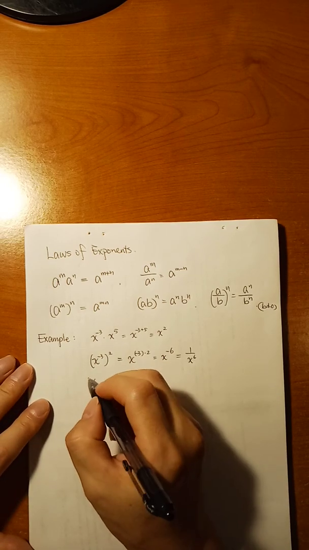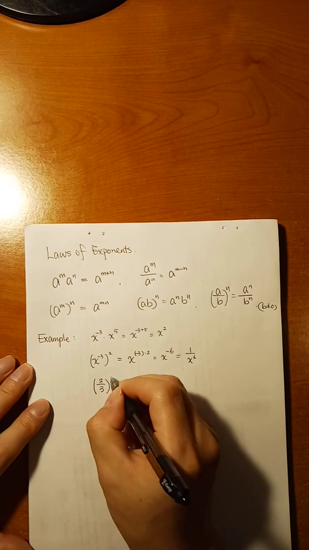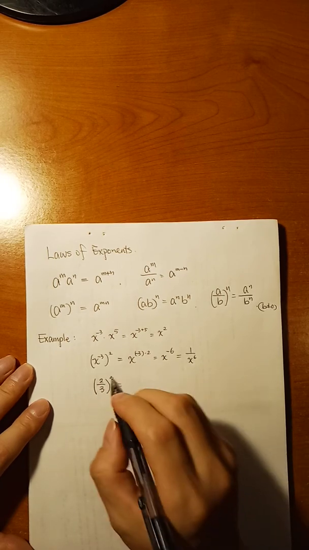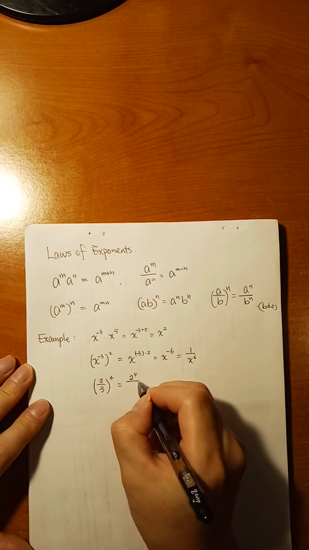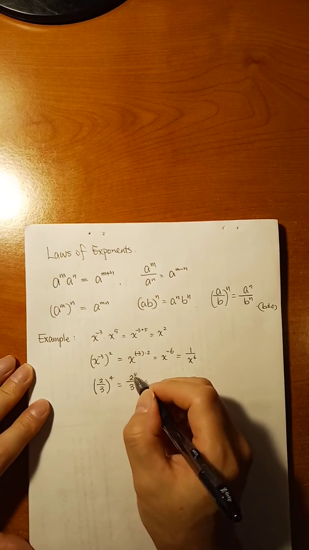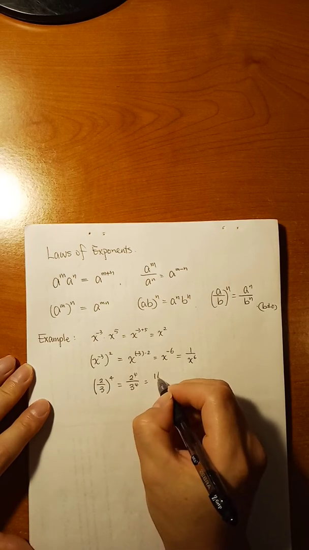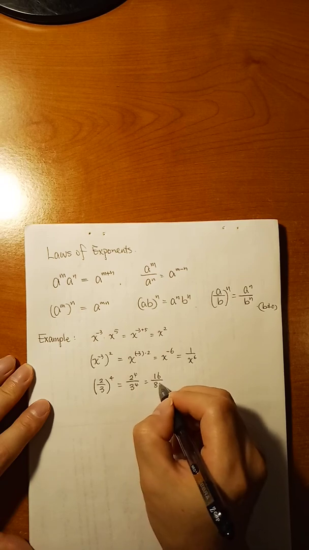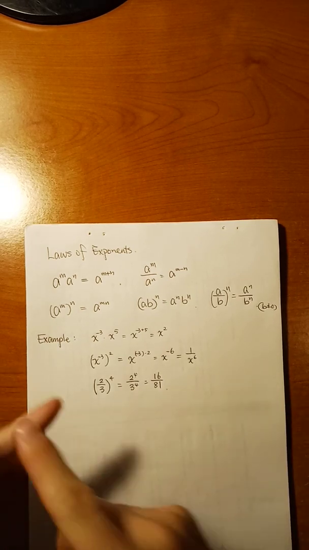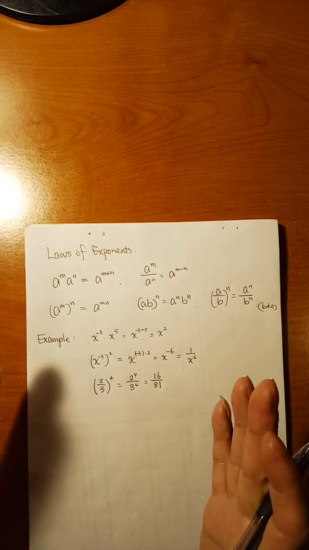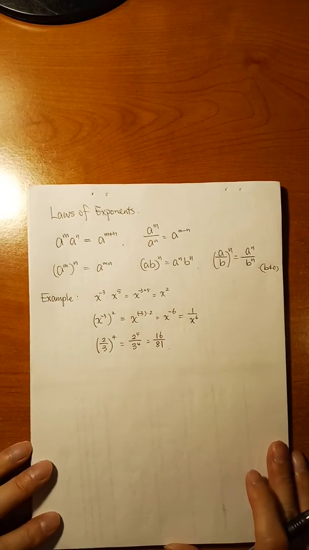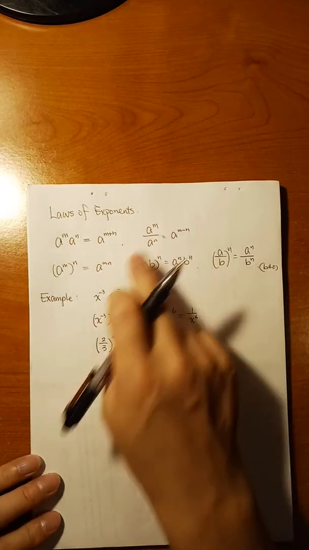Or if you have like 2 over 3 to the 4th power, by the definition it's 2 to 4 over 3 to 4. 2 to 4, you compute it, it's 16. 3 to 4, you compute it, it's 81. 3 times 3 times 3 times 3, 4 times, right? Okay, so those are simple operations.